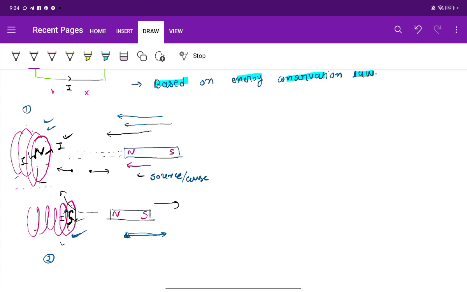Now, let's understand methods to change the magnetic flux.